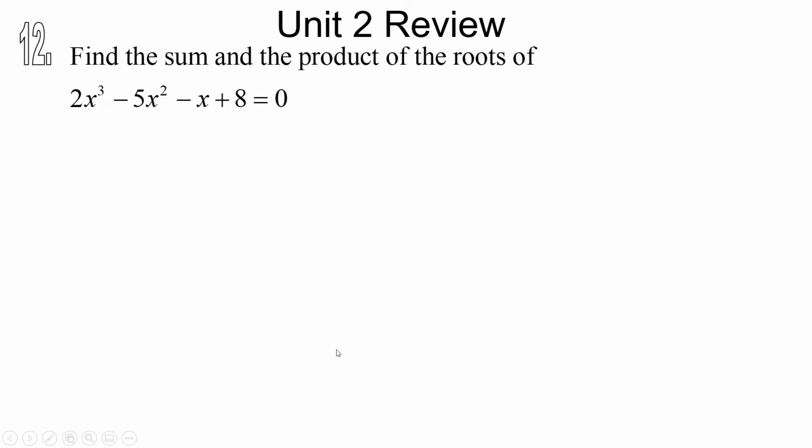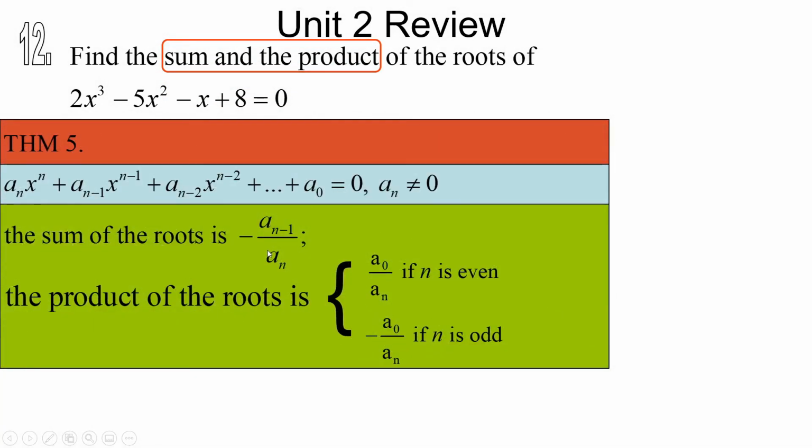Now, number 12. Find the sum and the product of the roots of 2x to the third minus 5x squared minus x plus 8 equals 0. All right, remember Theorem 5? This is simple. Theorem 5: for any polynomial equation, the sum of the roots will always be the opposite of a sub n minus 1 over a sub n.